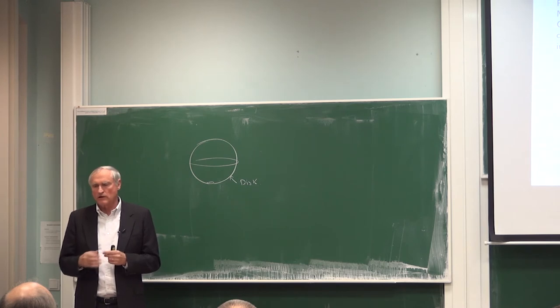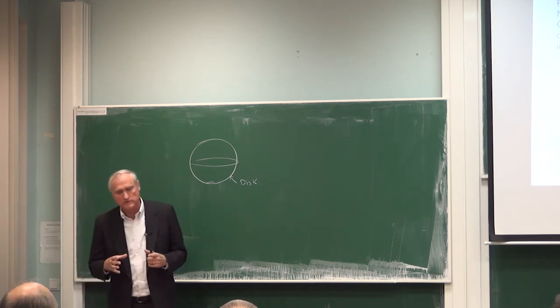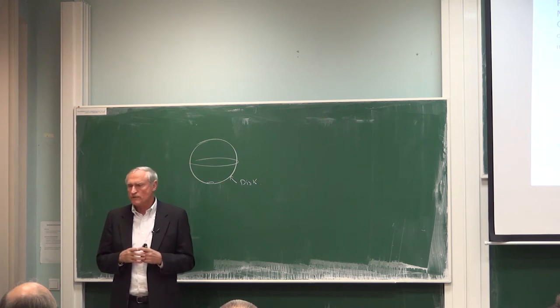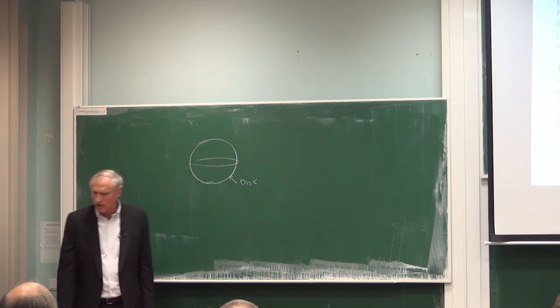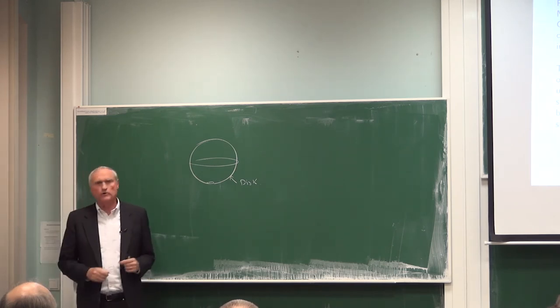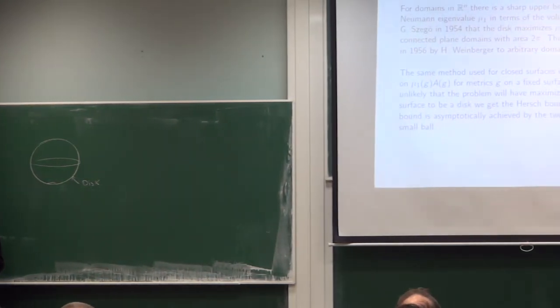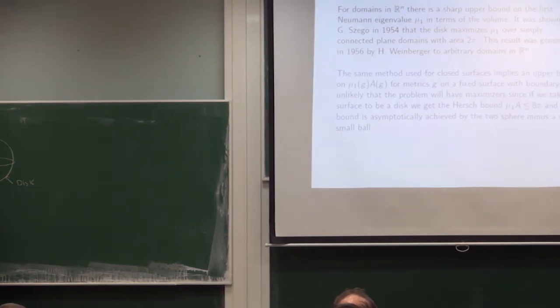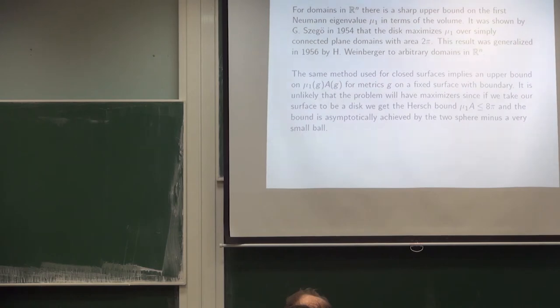Okay, and in fact, a couple of years later, the result was generalized to arbitrary domains by Weinberger. And so again, it's true that for domains, if we fix a volume, then mu1 is maximized by a ball. And actually, if you look at the Hersch theorem, which I didn't give you the proof of, the Hersch theorem actually also works for surfaces with boundary, for the Neumann boundary condition.